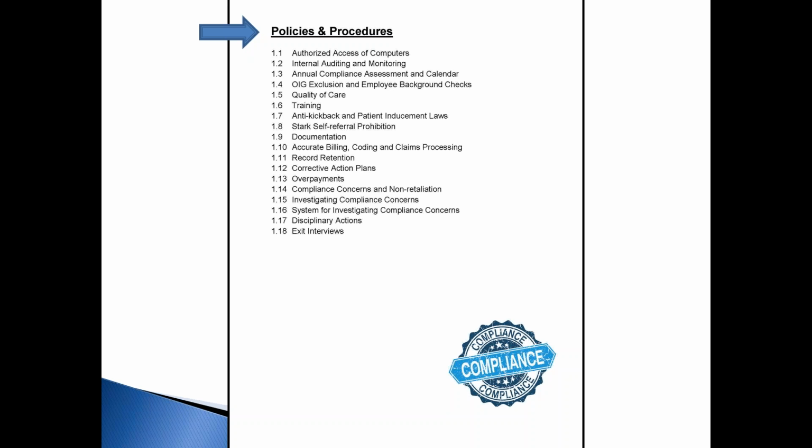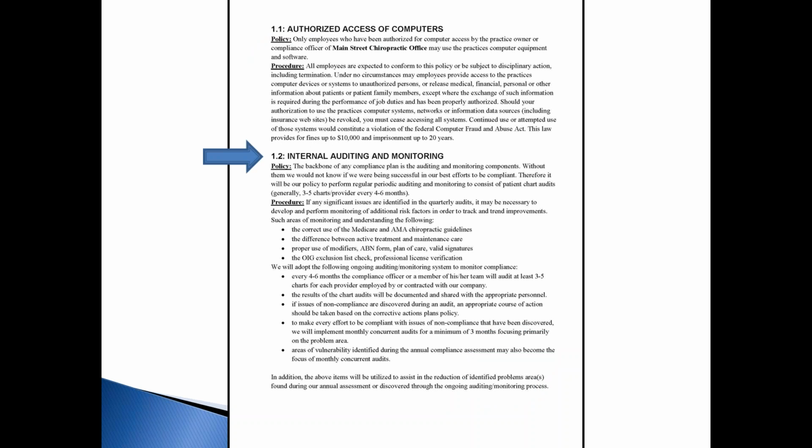And we go through all of these different 18 policies and procedures, how to do an internal audit, how to look up all staff members in the OIG exclusion list, how to do training, documentation, accurate billing, record retention, corrective action plans. What do you do if you get overpaid? Compliance concerns, disciplinary action, exit interviews. So here's a couple here.